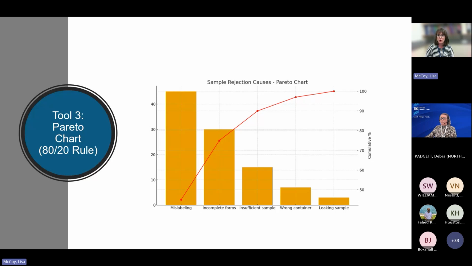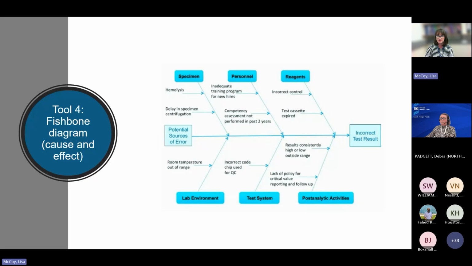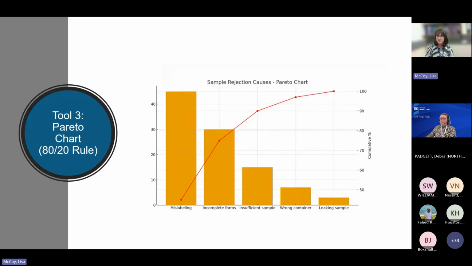Well, the bars in orange show how often each error occurred. The red line shows the cumulative percentage of errors as categories are added from left to right. And the 80% reference line highlights the point where the majority of errors are explained by only a few categories.